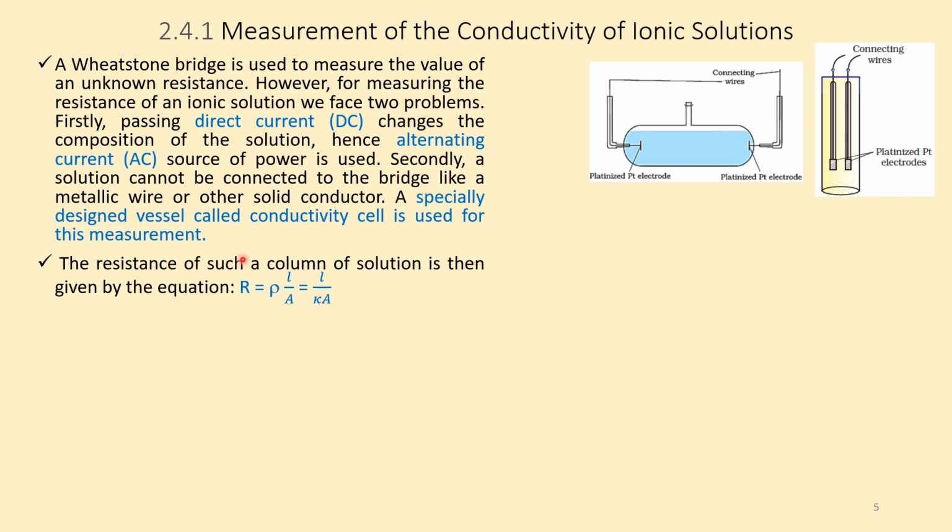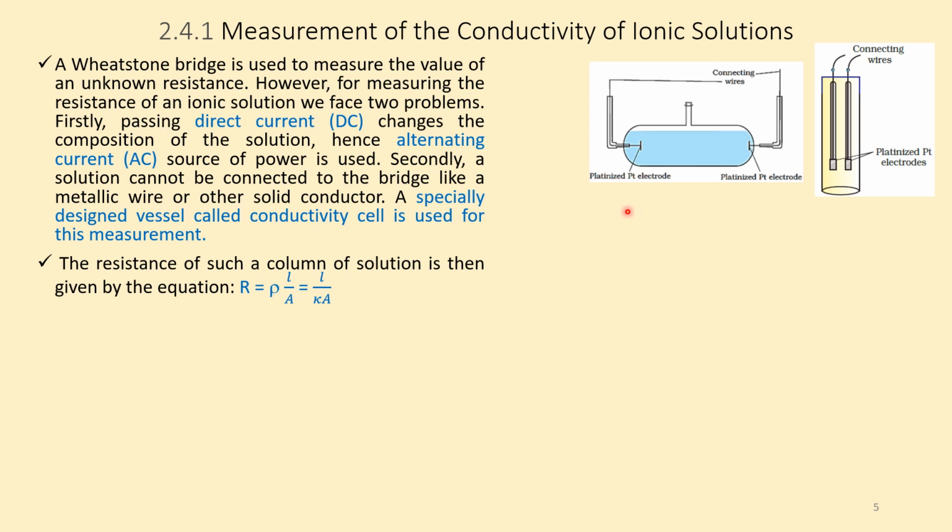Before this sentence, please note the specially designed vessels which are used for measuring the conductivity of ionic solution. These vessels are called conductivity cells. Different types of conductivity cells are available in the market, but two types are shown on your screen. The first one is on the left side and has platinized platinum electrodes which are connected through connecting wires as shown in the figure.